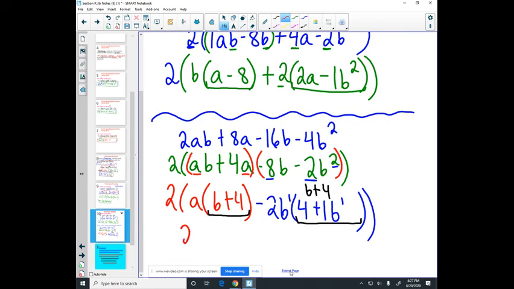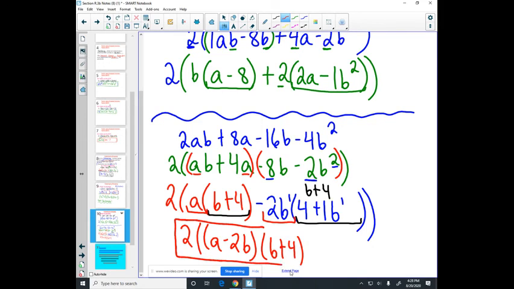So bring down my 2 here. Then in goes a minus 2b. Remember, group the outsides together. And now I'm going to group that inside b plus 4. And that is our simplified polynomial.